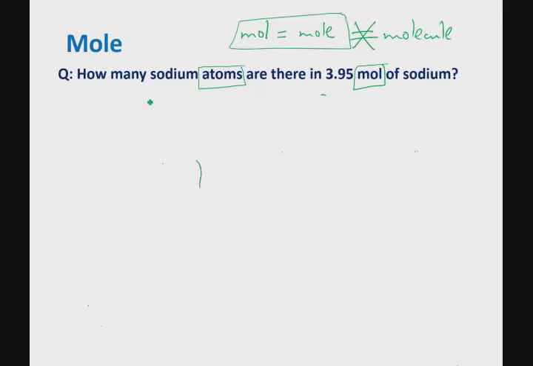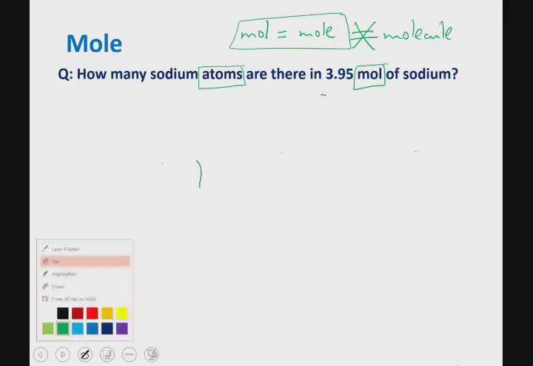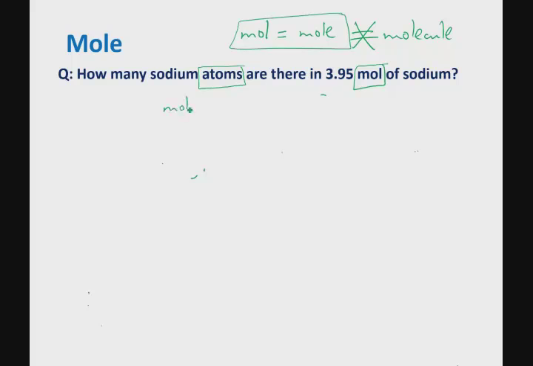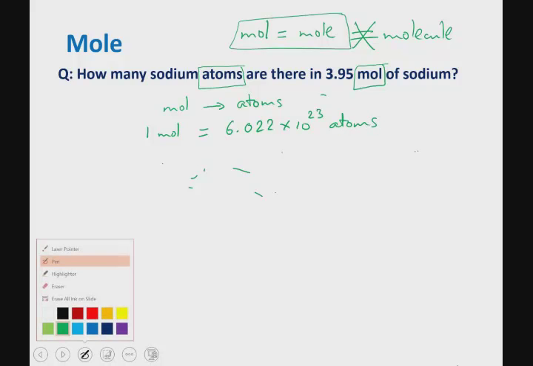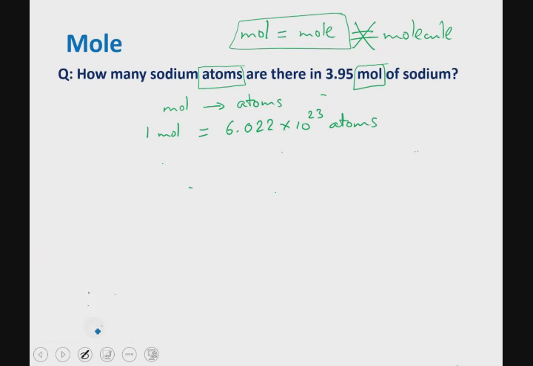So in this problem, we are being asked to convert moles of a substance, sodium, into atoms of sodium. In other words, the equation that connects these two units is 1 mole of sodium in this case equals 6.022 times 10 raised to 23 atoms of sodium. That is the standard equation that we will need in order to solve this problem. Okay, so let's set it up.